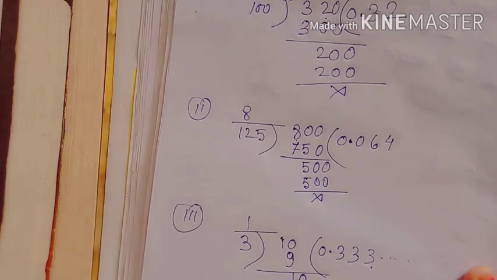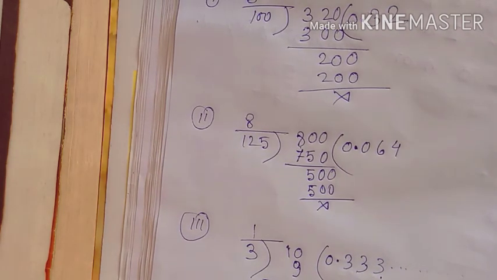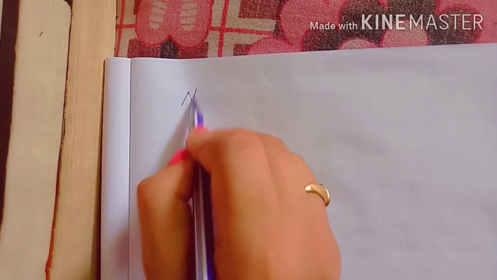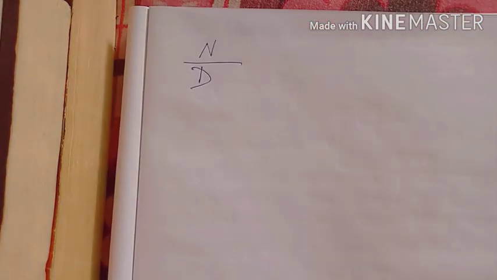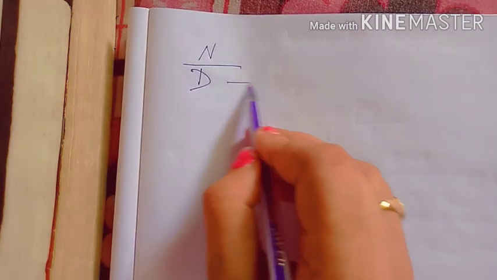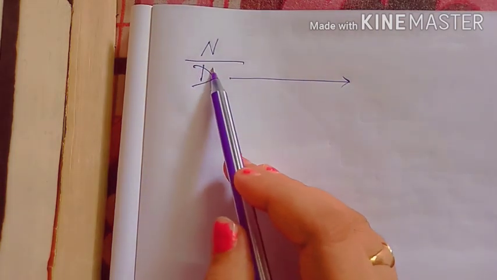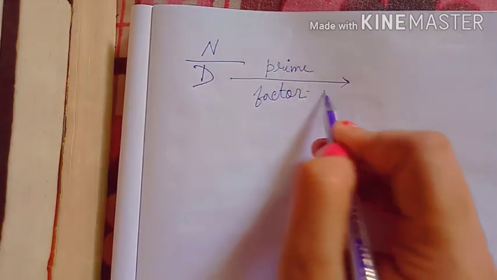As you can see, by the actual division method, we can easily say whether a rational number is terminating or non-terminating. But without the actual division method, can we say whether a rational number is terminating or non-terminating? Let's see. A rational number is in the form of numerator by denominator, where the denominator is not equal to 0 and both are integers. We will just factor the denominator by the prime factorization method.